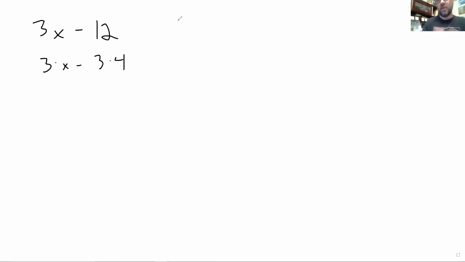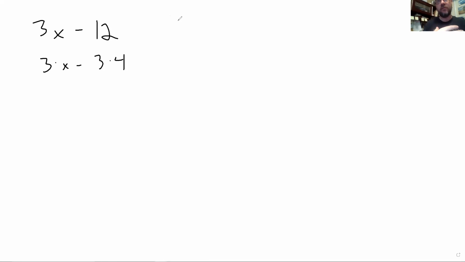So the basic idea goes something like this. Let's say I have a polynomial, very simple one, 3x minus 12, right? So both of these terms have a 3 in them, right? 3 is in 3x and 3 is in 12. And so I want to think of this as 3 times x minus 3 times 4. Right, and then I'm going to undistribute.